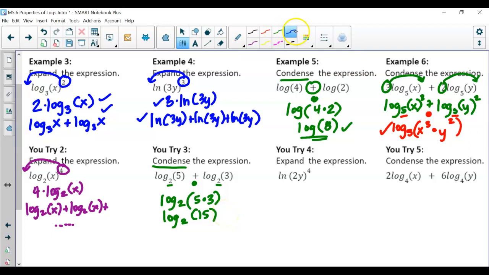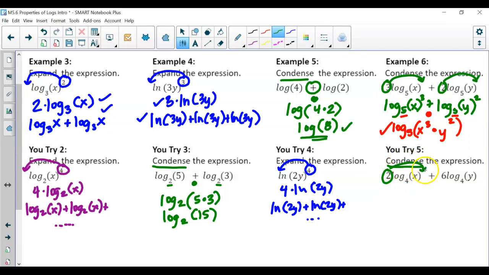Now expanding. Again, we have our exponent, bring it down as the coefficient. So this is 4 times natural log of 2y. So again, this is natural log of 2y plus natural log of 2y, and again, 2 more times because there are 4 natural log of 2y. Then last here, we are condensing, so writing it as 1 log, but we had coefficients. So you have 2, that can be written as an exponent, so log base 4 of x to the second power. Same thing here, 6 can be written as an exponent, so plus log base 4 of y to the 6th.